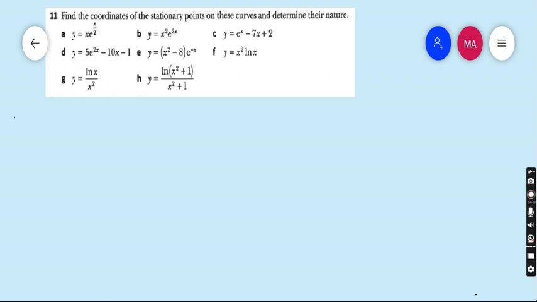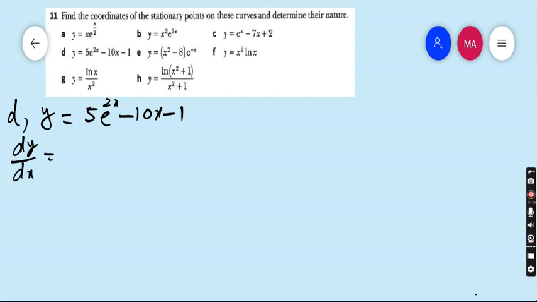Part D is y equals 5 e power 2x minus 10x minus 1. So dy by dx: the derivative of 5 e^2x is 5 e^2x into 2, and the derivative of minus 10x is 10. So 5 twos are 10, e power 2x minus 10.